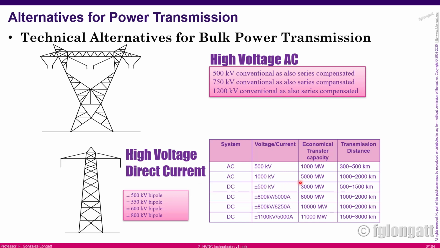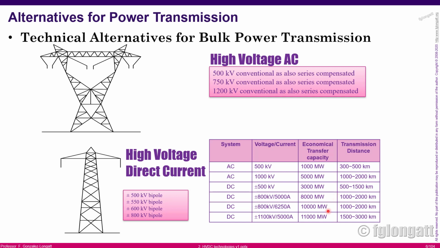For instance, if we are trying to move 1,000 megawatts using AC, we can use a single transmission line of 500 kV, but the transmission distance should be between 300 and 500 kilometers. If we use a larger, higher voltage, for instance, in this case, 1,000 kV, okay, we can reach a bigger power, 5,000 megawatts, but the distances increase to 1,000 or 2,000 kilometers, okay? What I want you to start to understand is that AC systems have limitations. And one of the limitations is related to this capacitance that we are creating when we are using extra high voltages and very long distances, okay?